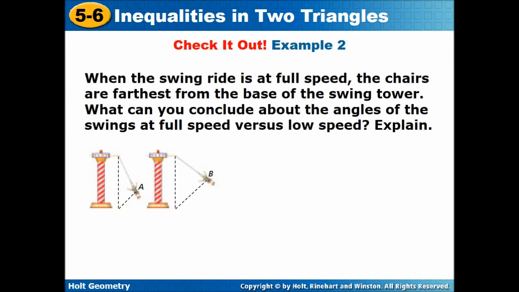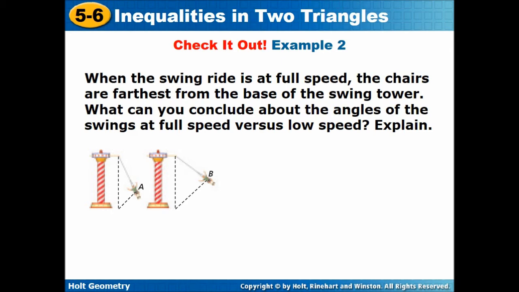Okay, so now you're going to do one on your own. This is about a swing ride, but you'll notice we've created triangles by the motion of the swing. When the swing ride is at full speed, the chairs are farthest from the base of the swing tower. What can you conclude about the angles of the swings at full speed versus low speed? If at lower speed, what do you think is going to happen? At higher speed, what's going to happen? What's it going to do to the angles? And what's that going to do to the distances? That's the sort of thing you're explaining.